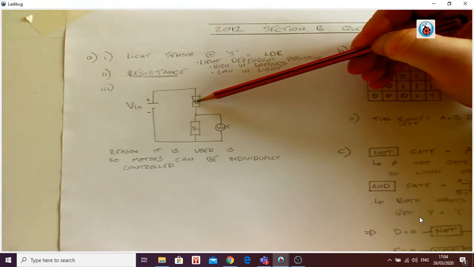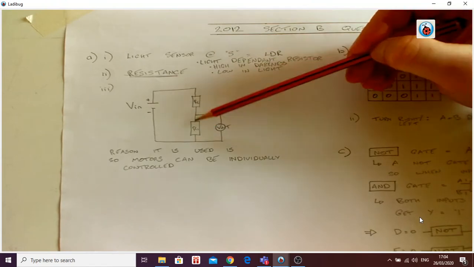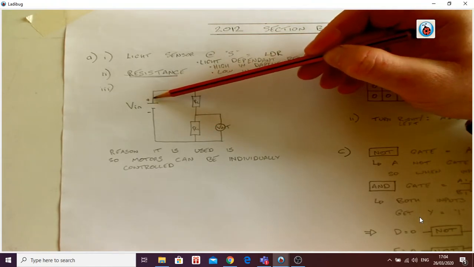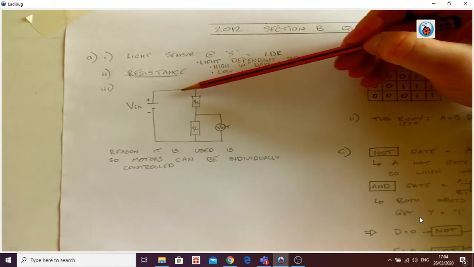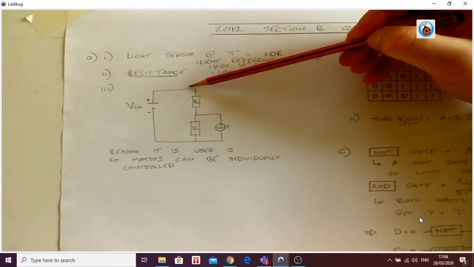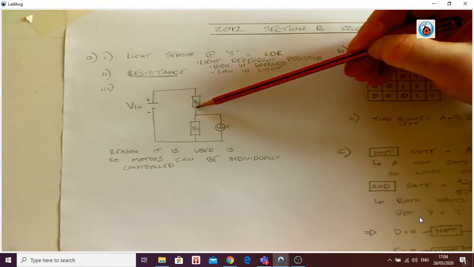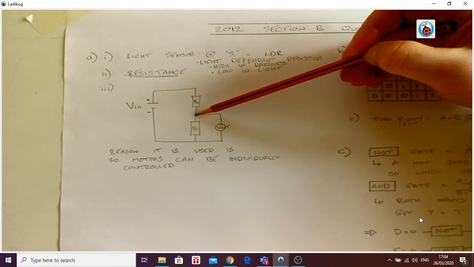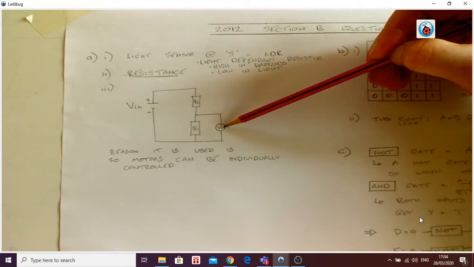Okay, so we have resistance 1 and resistance 2 here. The current has to flow through resistance 2, R2. It has to go through here. It has no other option. But it has 2 options then. It can either go this direction, or it can come out here and go to V out, which is our motor or whatever we want to control.